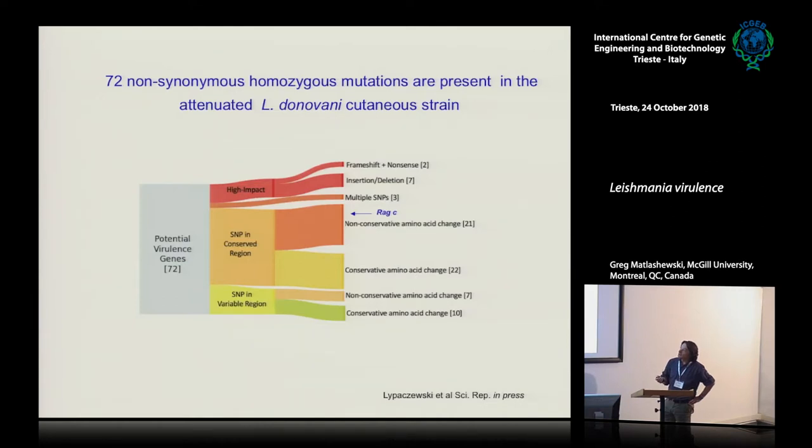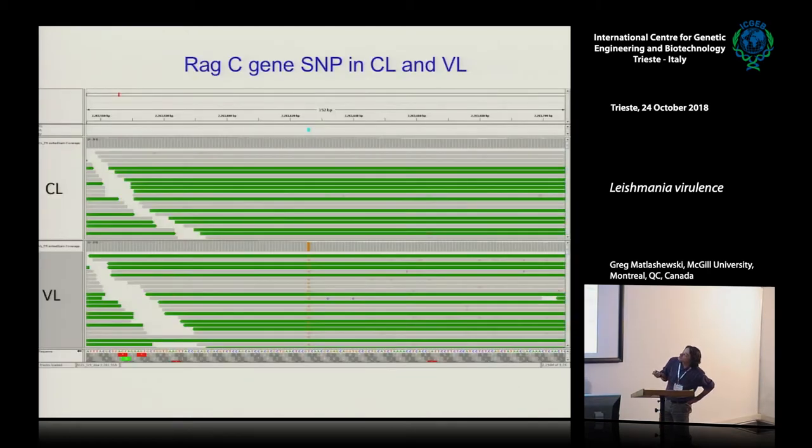And so we're starting to look at these in more detail now, but one of them we're quite interested in. It's a single nucleotide polymorphism in the RAG-C gene. So this is one that we're starting to look at more carefully. You can see this single nucleotide polymorphism here, and these are all reads across the cutaneous strain versus the visceral strain, and you can see that this single nucleotide change is consistent in all of the reads. It's not some of the reads, but all of the reads. And this was one of the criteria that we had to say that this is an important step. So things like this are not too important because it's not consistently all the way down. But this one was consistently all the way down in this RAG-C gene.